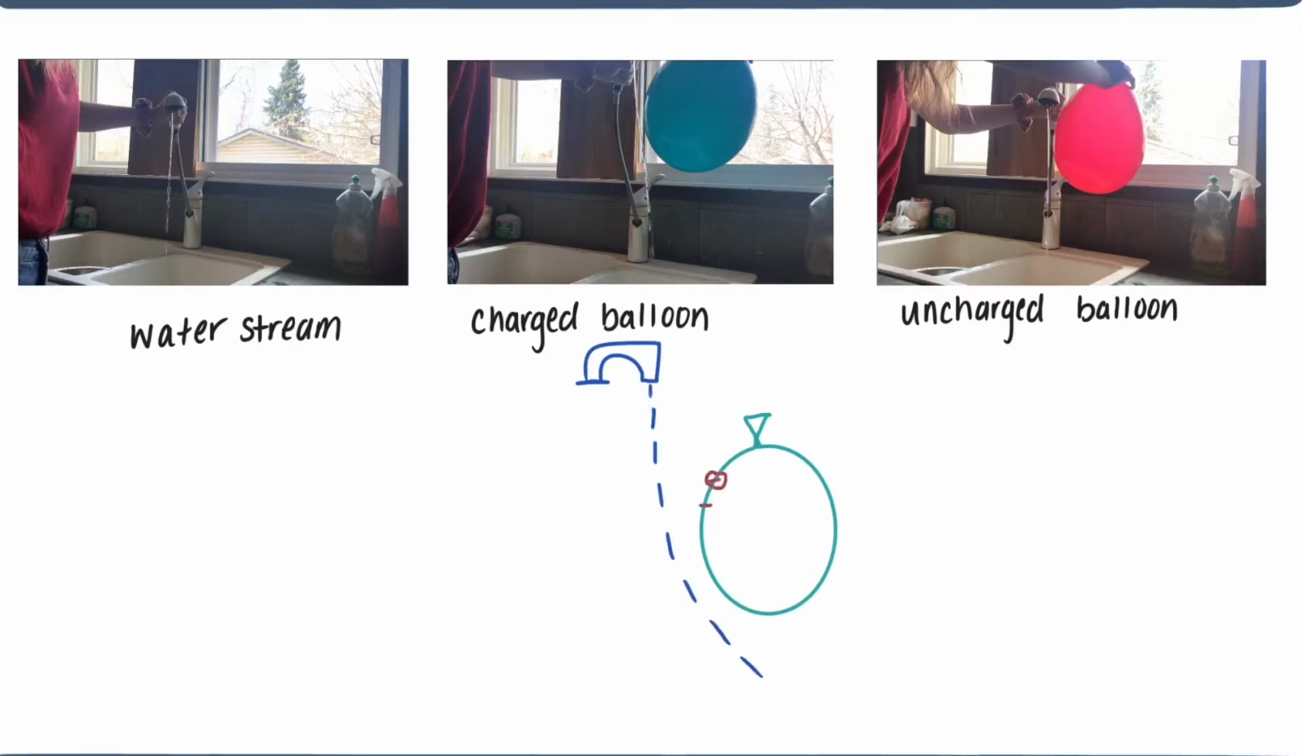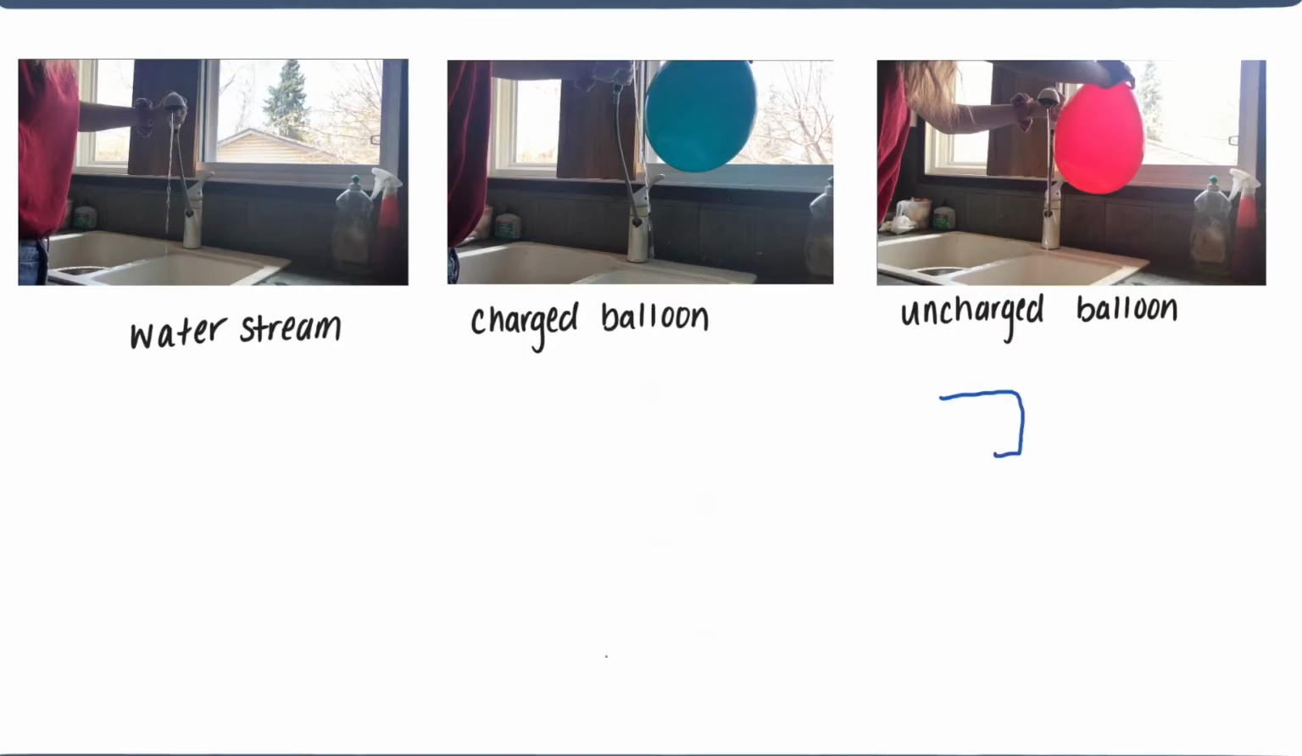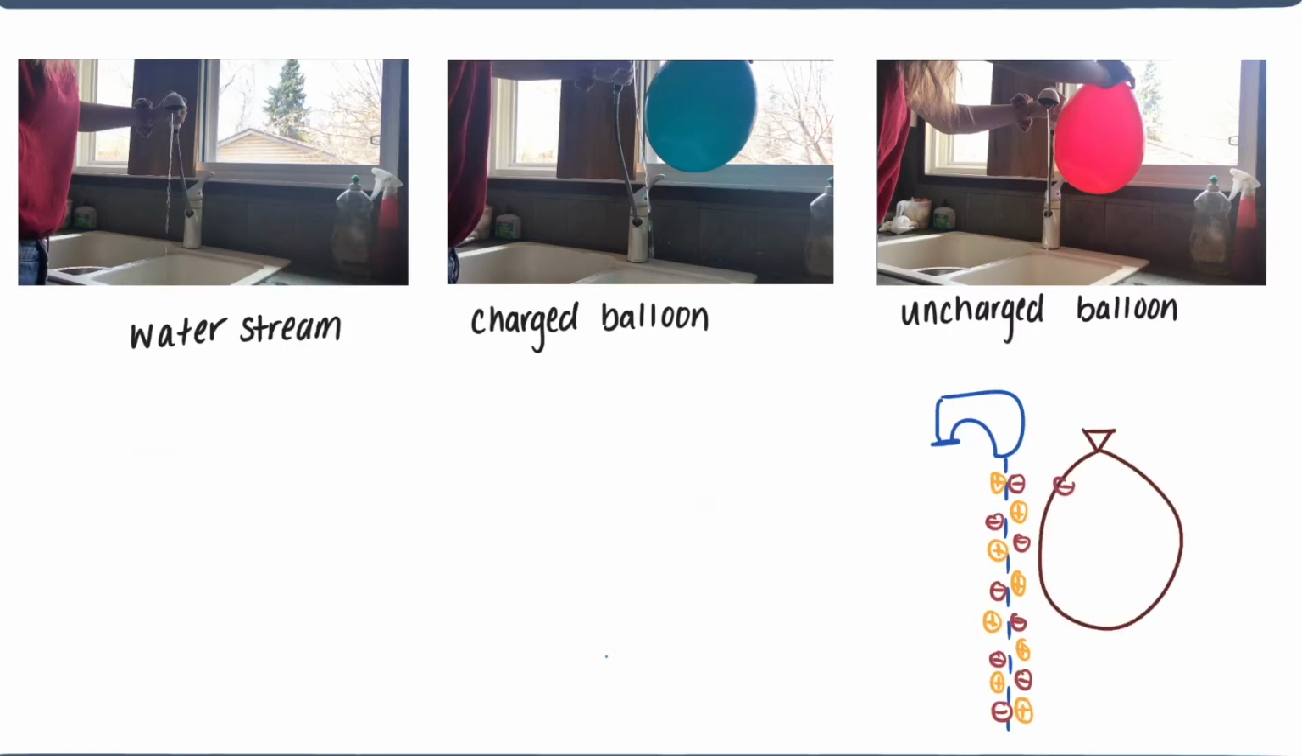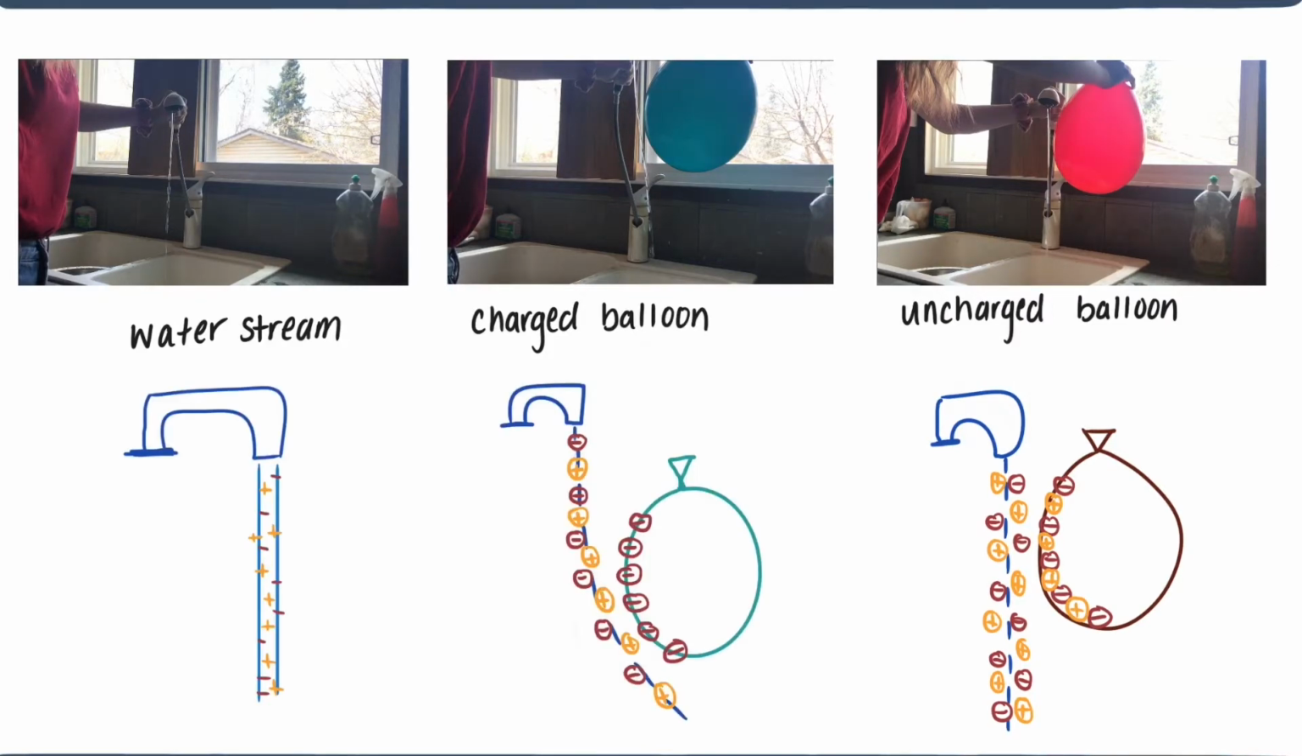So when we put it close to the stream of water, the negative charges attract the positive charges in the water, and it kind of acts like a magnet. But when the balloon isn't charged, the balloon itself also has a balance of positive and negative charges. So when we put it near the water, nothing happens. For our balloon to pull the water towards it, it needs to have the extra negative charges near the surface.